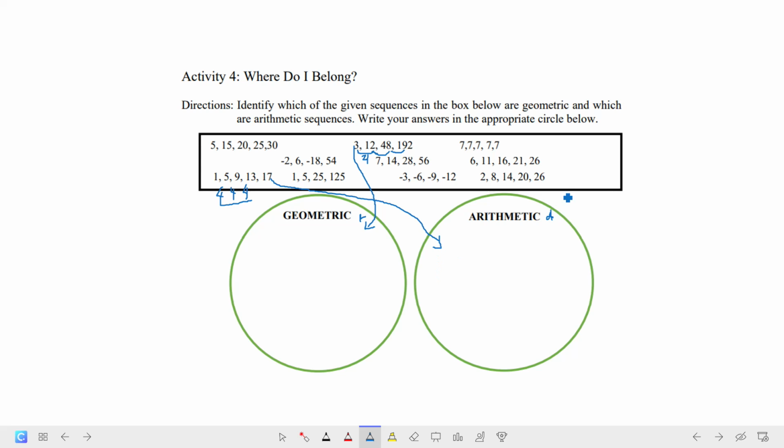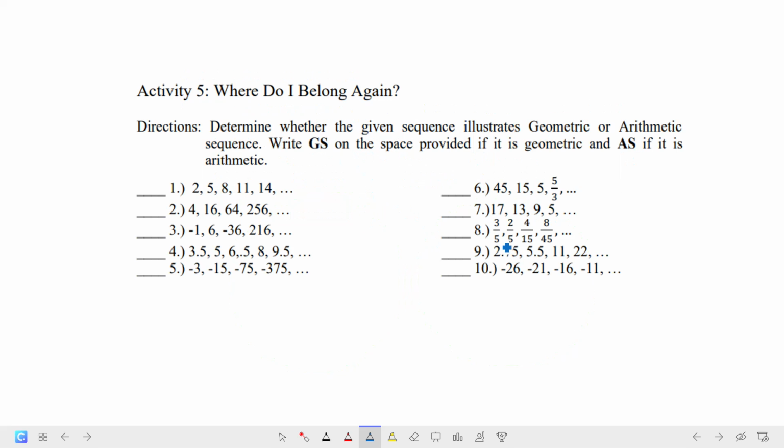Okay, so that's how you're going to answer this activity 4. If you generate a common difference, it falls under arithmetic. If you generate a common ratio, it is geometric. All right, so that's it. Let's proceed to the next.